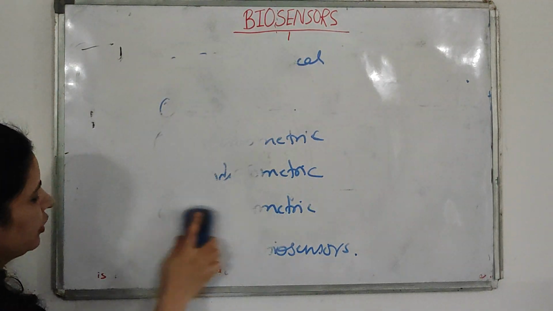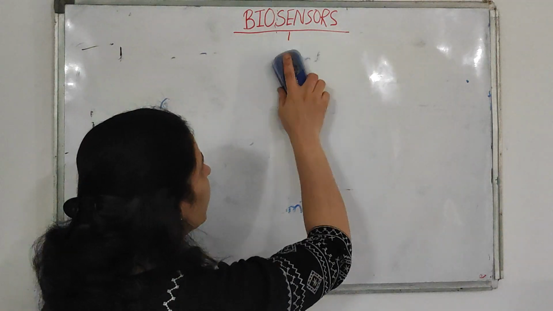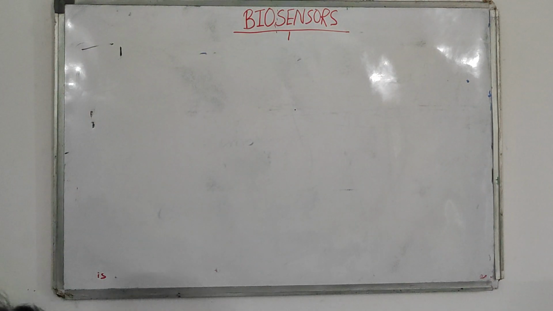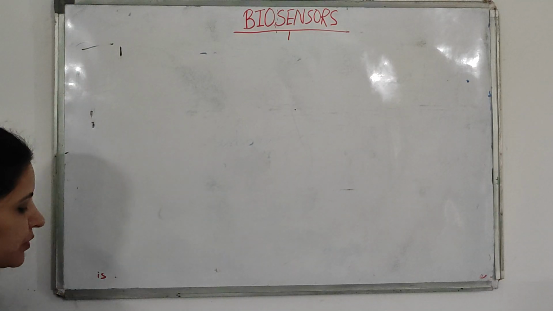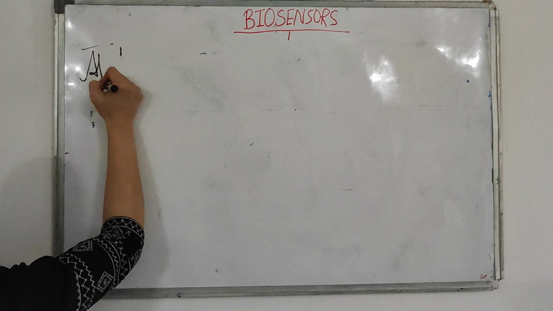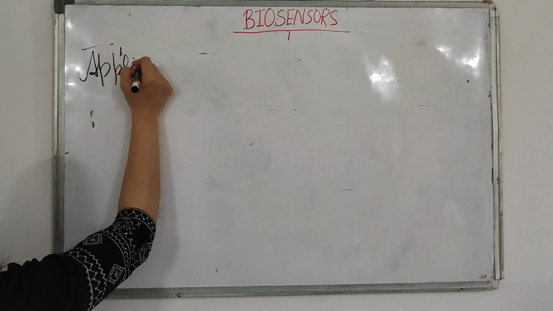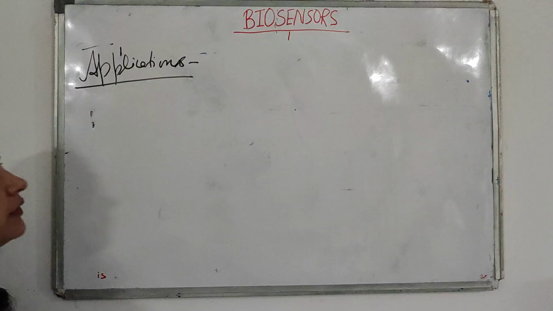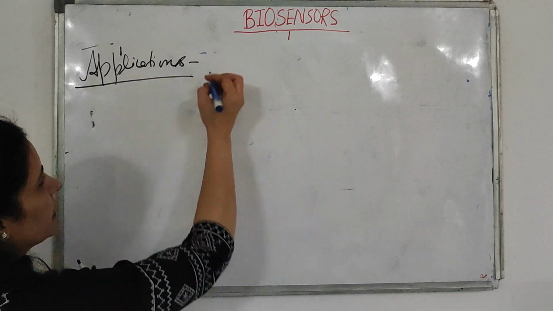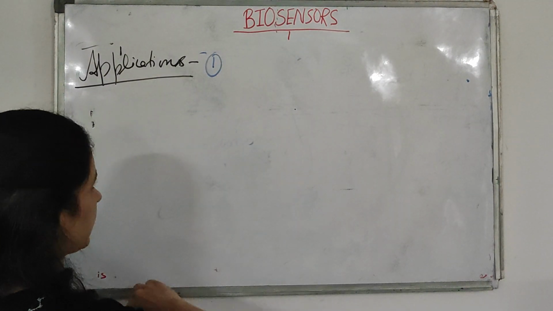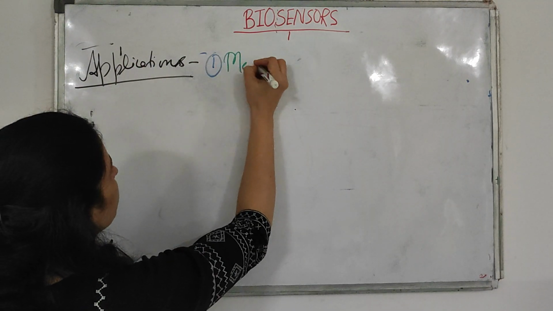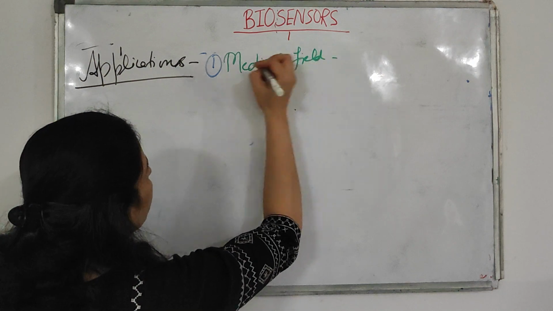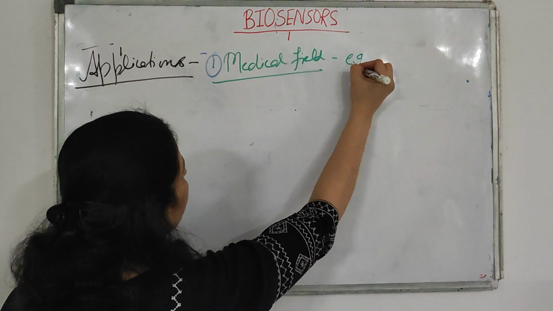Now the next point, you will give the applications. What are the applications of this biosensor, and at last you will write the instrumentation. So next you will write the different applications of your biosensor, like where you will use this biosensor. The first use, of course, is in the medical field.